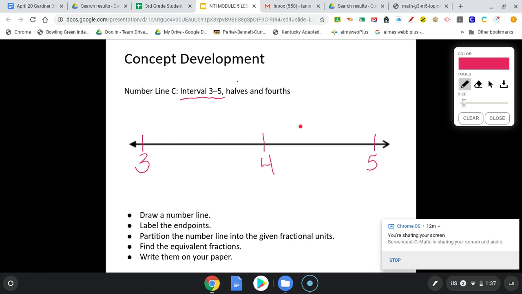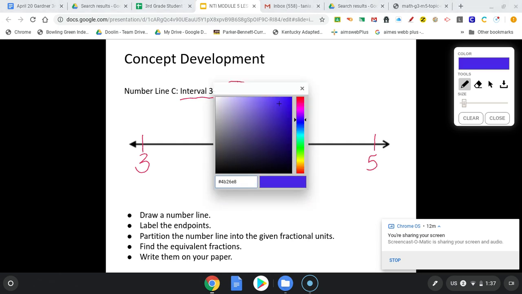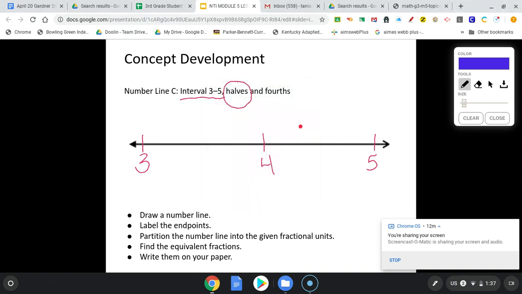So the first one says to partition into halves. So let's partition from 3 to 4 into halves. Well, that was easy. Very good. So we have halves, and from 4 to 5, we have halves. Excellent. So now we know that if we have halves, we have 2 equal parts. So how many halves are in 3 wholes? Good. 6 halves are in 3 wholes.